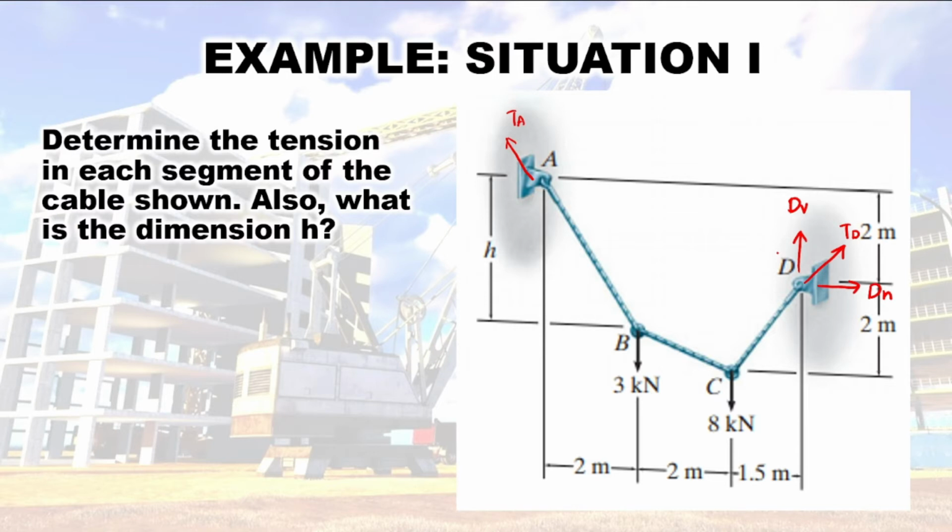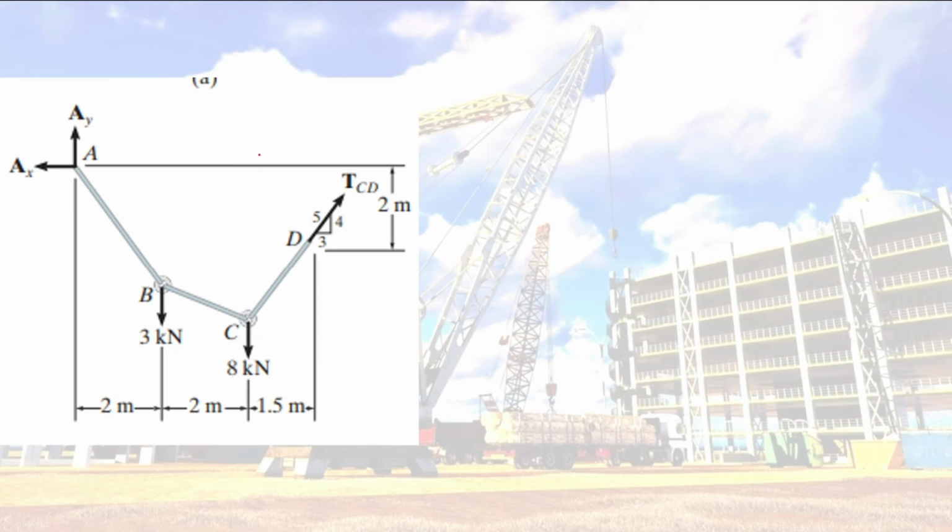So, pwede tayo mag-summation moment at A. Diba? So, we have here your free body diagram. So, meron tayong TCD dito, which is the tension of this member. And you also have your AY and AX. Again, this is also the reaction for this member. Okay? So, pag nag-summation moment at A tayo is equal to 0, clockwise positive.